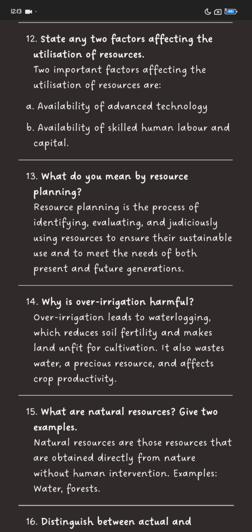What do you mean by resource planning? Resource planning is the process of identifying, evaluating, and judiciously using resources to ensure their sustainable use and to meet the needs of both present and future generations.